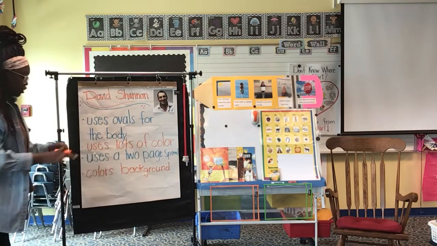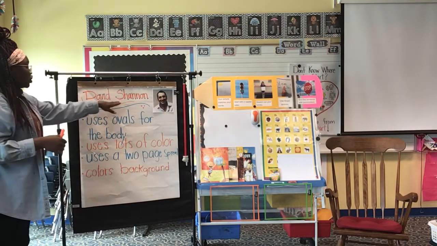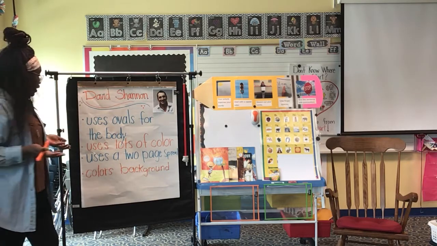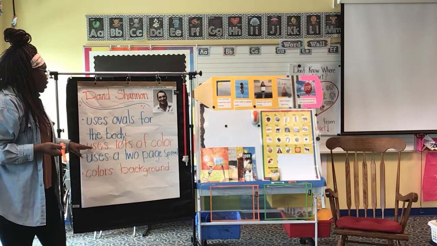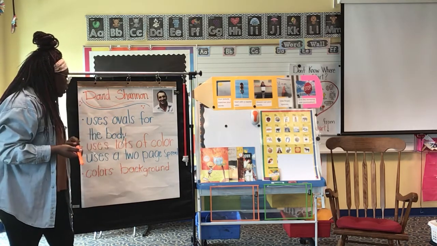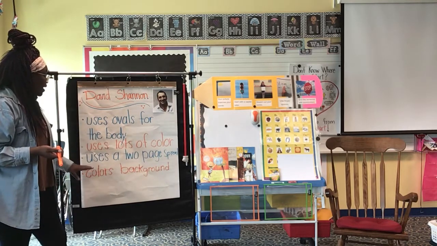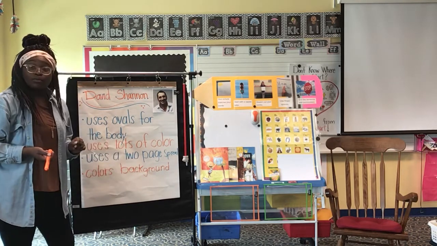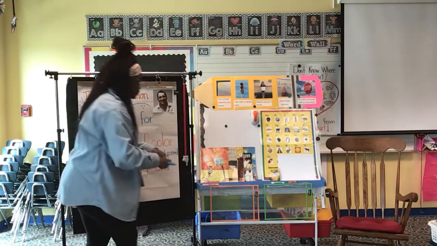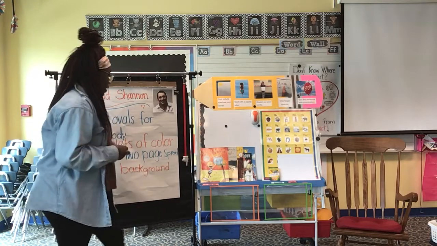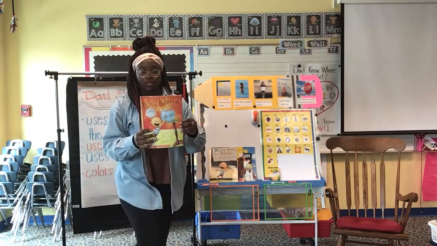So let's review just quickly before we get started with the book today. This is David Shannon. What are some things that he does in his book? He uses ovals for the body. He uses lots and lots of color. He uses a two-page spread, which we already know what that is. And he colors the background, okay? So we're gonna get started with the book today by David Shannon. And this is called No David.